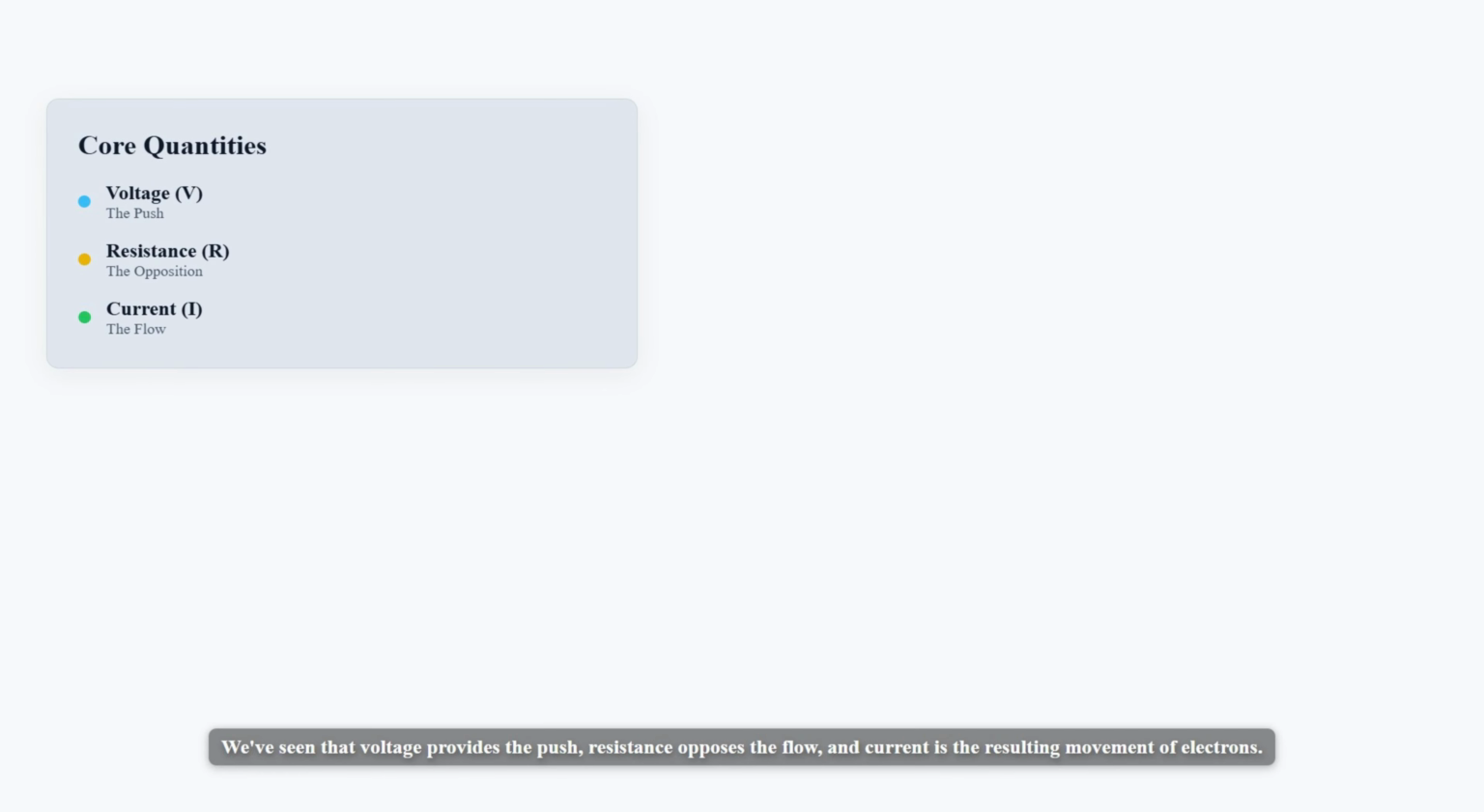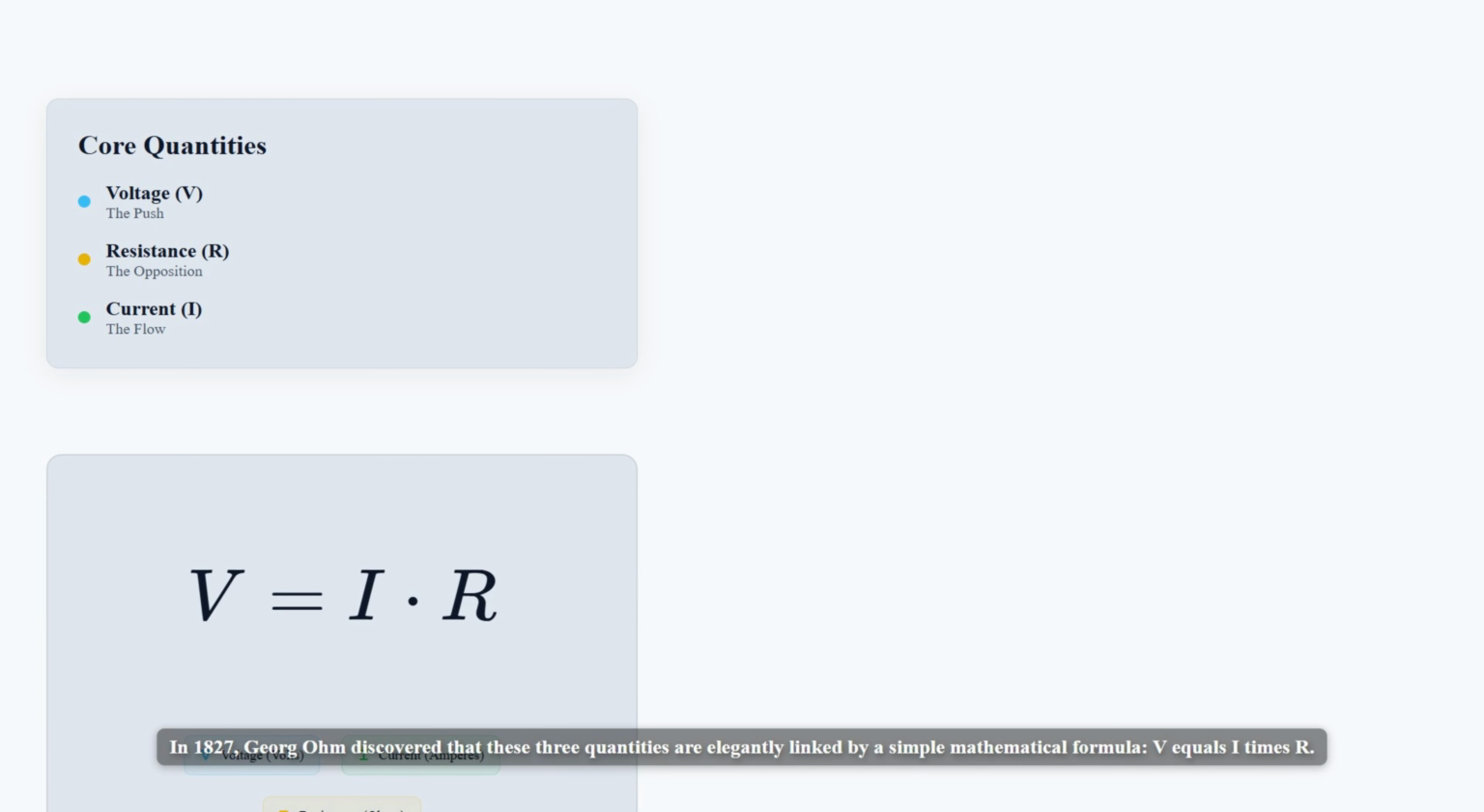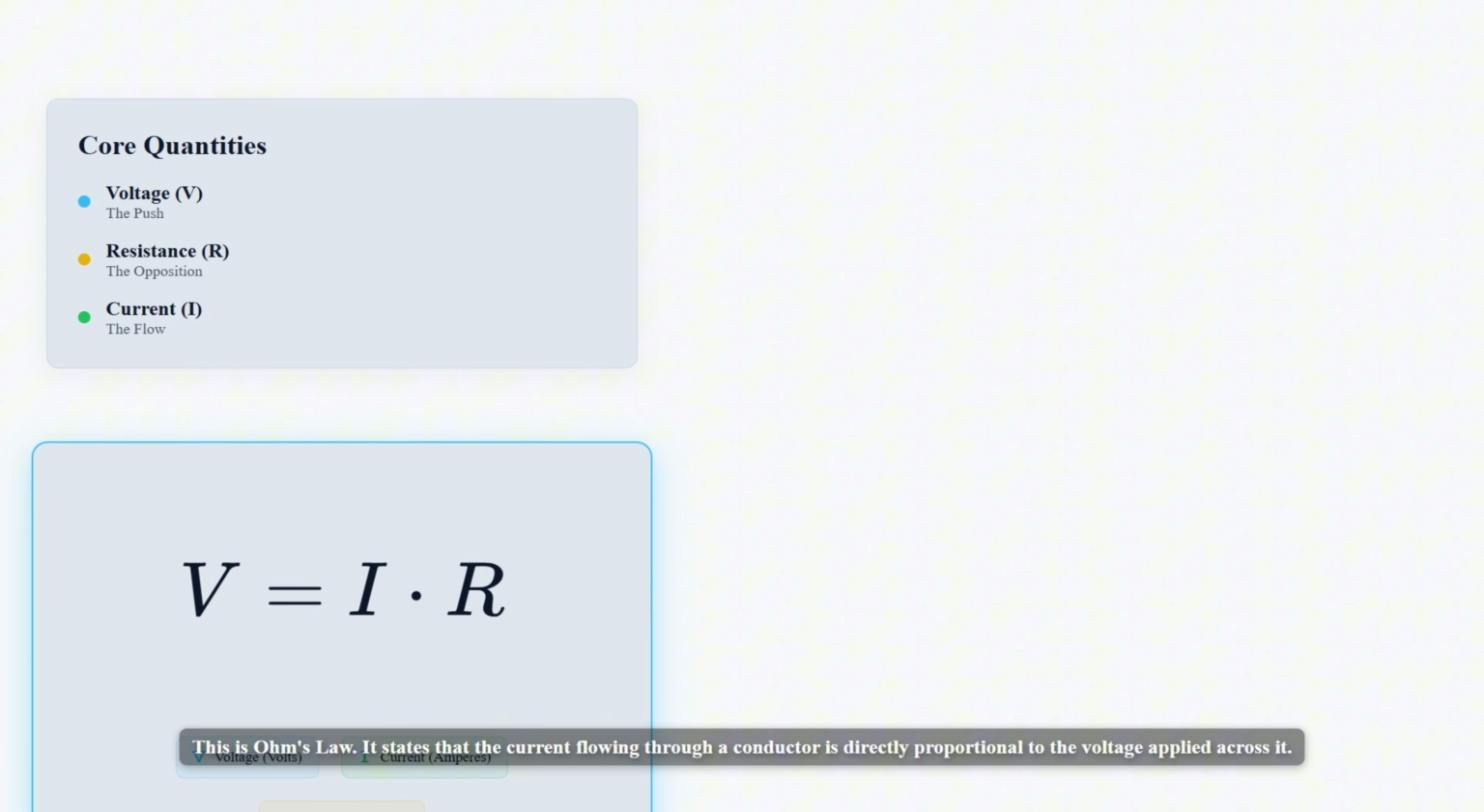We've seen that voltage provides the push, resistance opposes the flow, and current is the resulting movement of electrons. In 1827, Georg Ohm discovered that these three quantities are elegantly linked by a simple mathematical formula: V equals I times R. This is Ohm's law. It states that the current flowing through a conductor is directly proportional to the voltage applied across it.